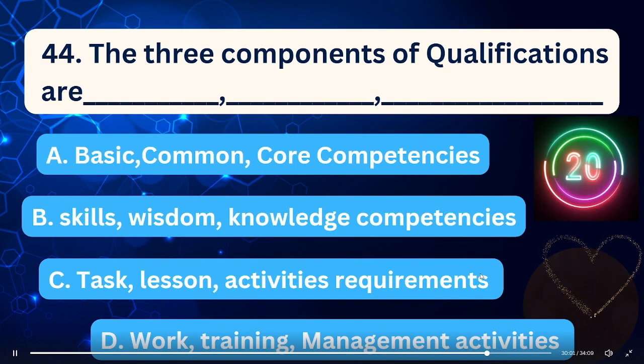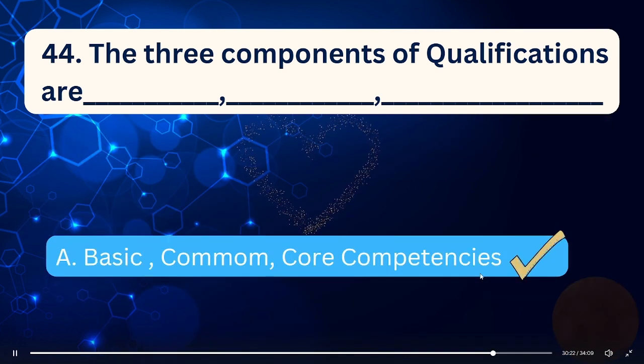program. Number 44. The three components of qualifications are blank, blank, and blank. A. Basic common core competencies. B. Skill, wisdom, knowledge competencies. C. Task, lesson, activities, requirements. D. Work, training, management activities. Number 44. The answer is letter A. Basic common core competencies. These are the three components of qualification.